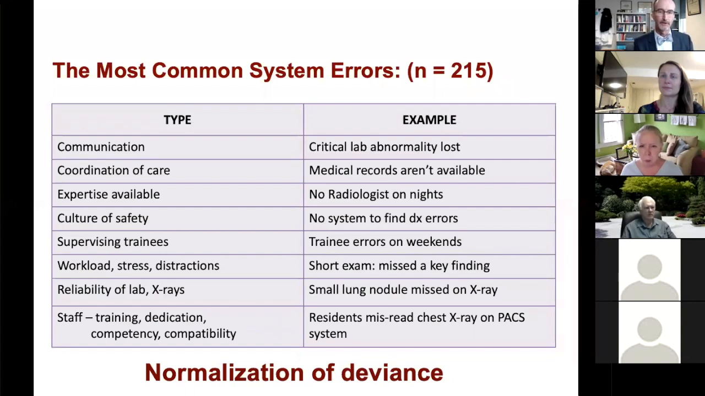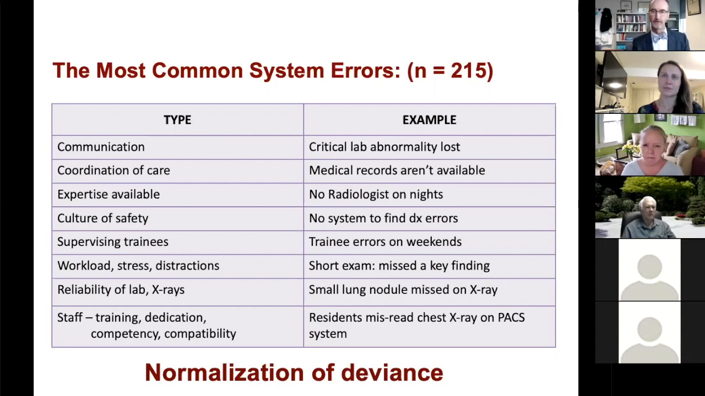And then when you look at diagnostic errors, this is just one study, but you pretty much see the same things about the kinds of system errors that lead to problems with diagnosis. Communication is certainly very high on the list. In the outpatient setting, one of the most common problems is communication of abnormal test results. Results get lost, sent to the wrong person, or they're just not acknowledged and acted upon appropriately.